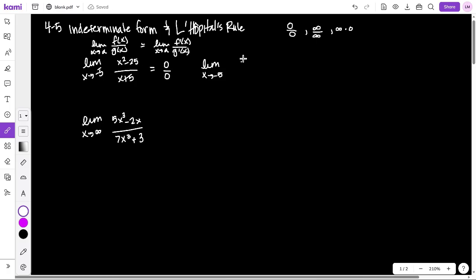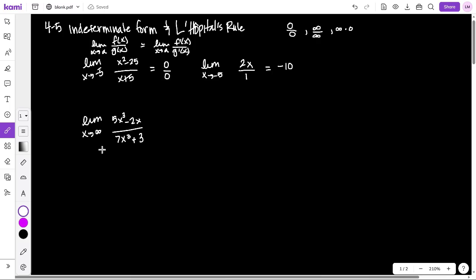So I'm going to do that here. I have 2x on the top over 1, because the derivative of -25 is 0, and the derivative of 5 is 0. Now I'm going to direct substitute. I'm going to plug in -5 and I get -10 for that. All right, so once I can direct substitute, I'm finished. I have my answer.